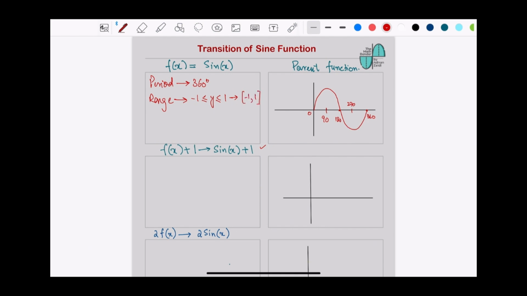Both ways it's correct. Domain, we already know that 0 to 360, and the amplitude is 1. This function: so amplitude is 1, this number that is multiplying, 1 times sine x, and you can see that this height is 1.